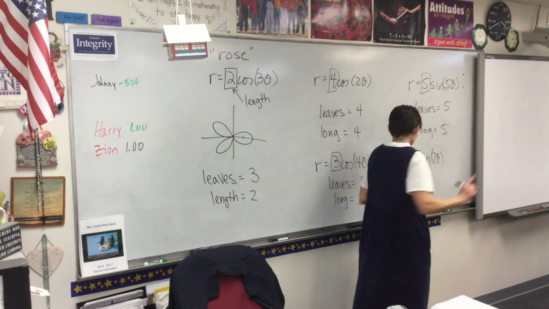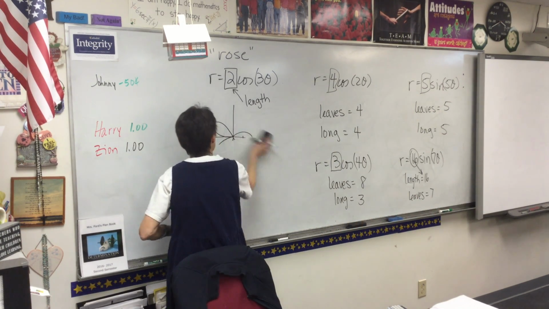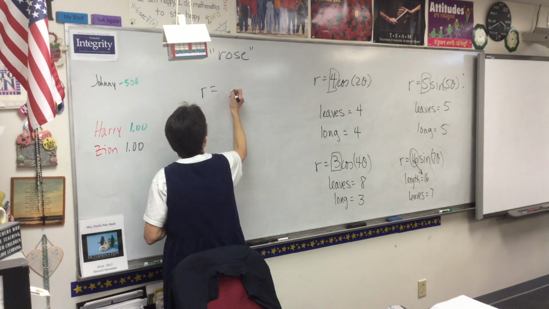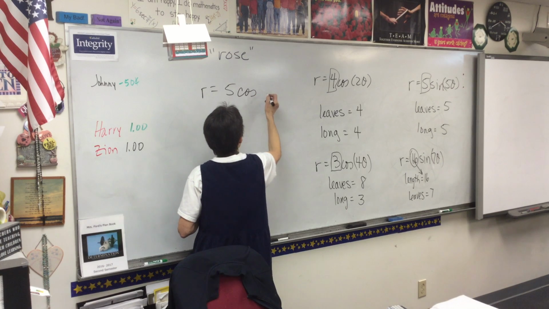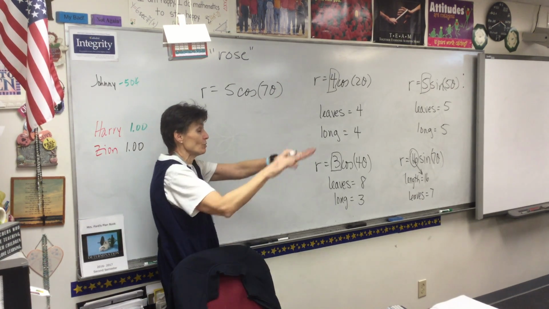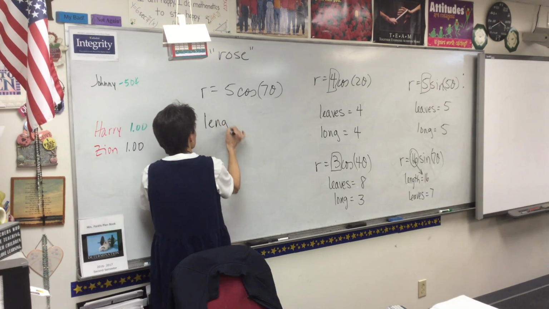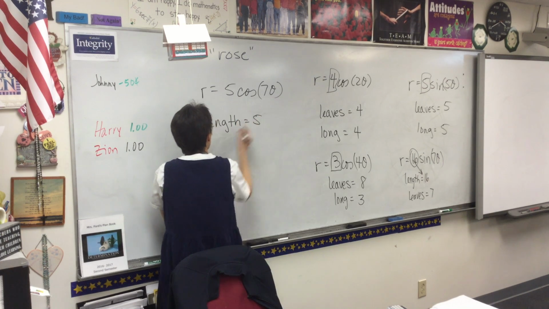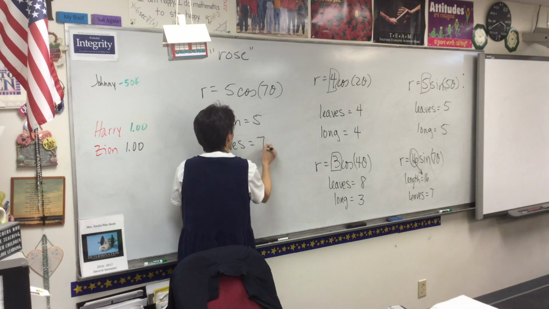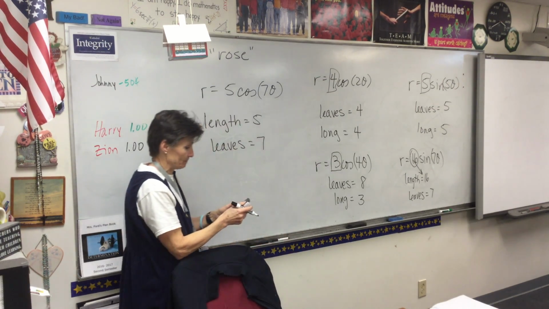Okay, so we're going to graph 2 more. Let's test out our hypothesis. So we're going to graph R equals 5 cosine 7 theta. We're just going to go ahead and graph that. But before we do, what's the length of the leaves going to be? And how many are there going to be? 7. That's our hypothesis. All right, let's graph it and see if you're right.